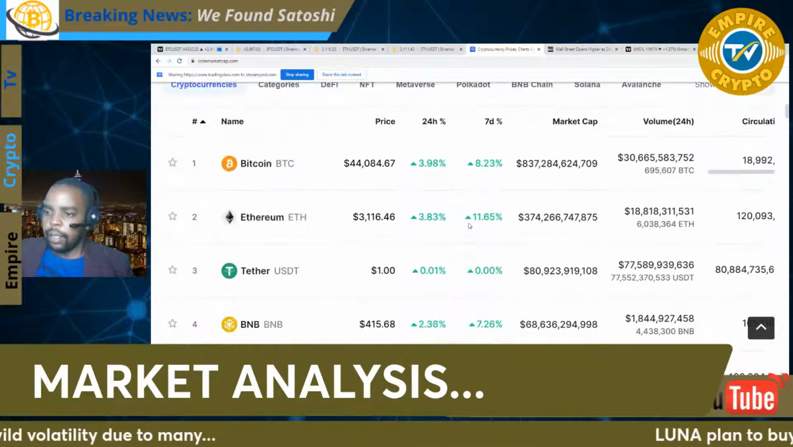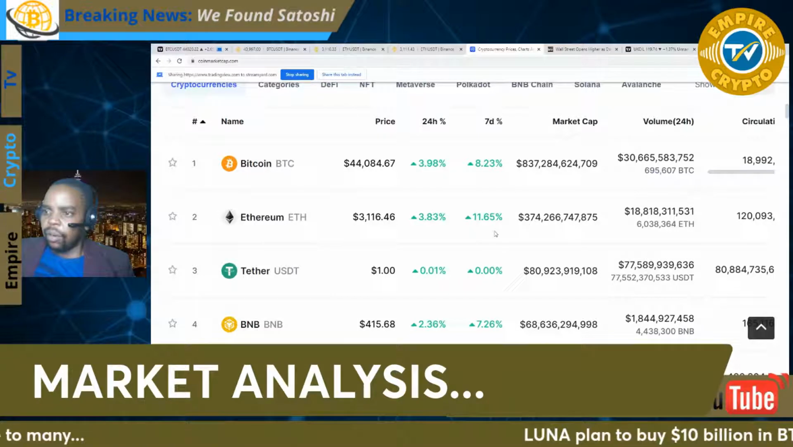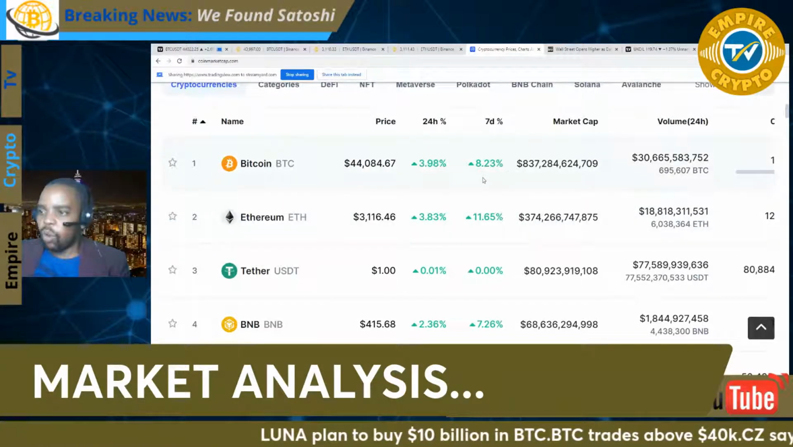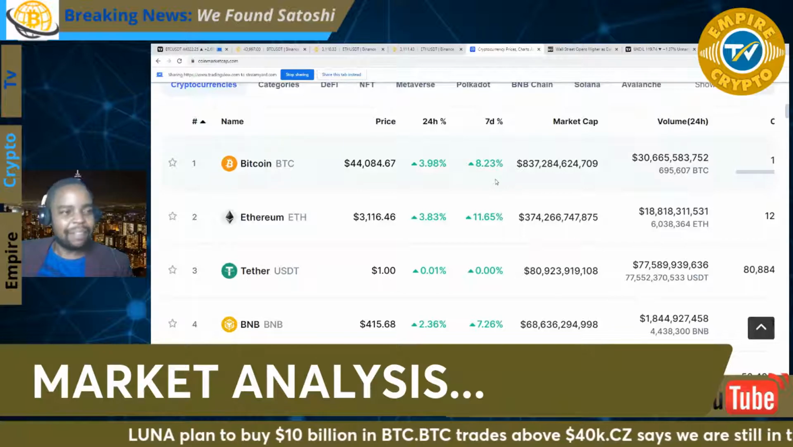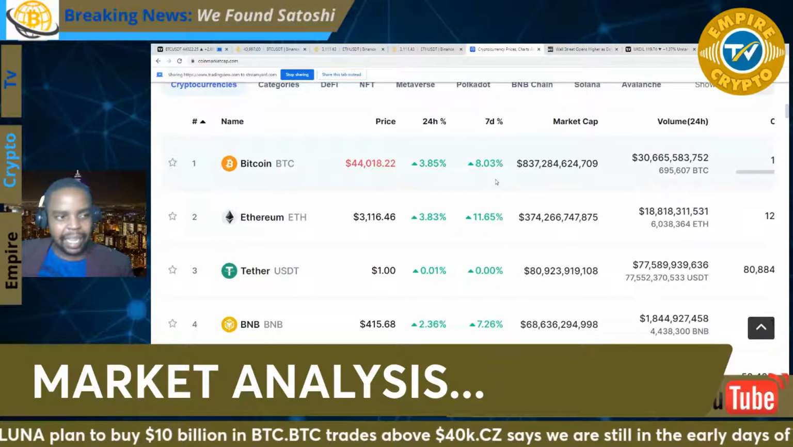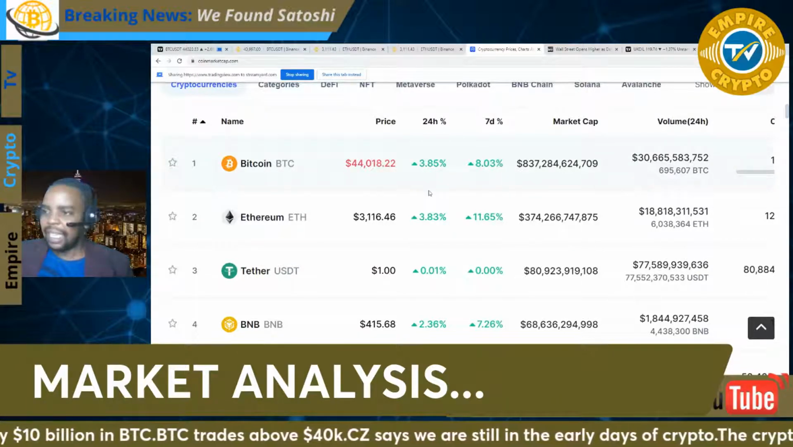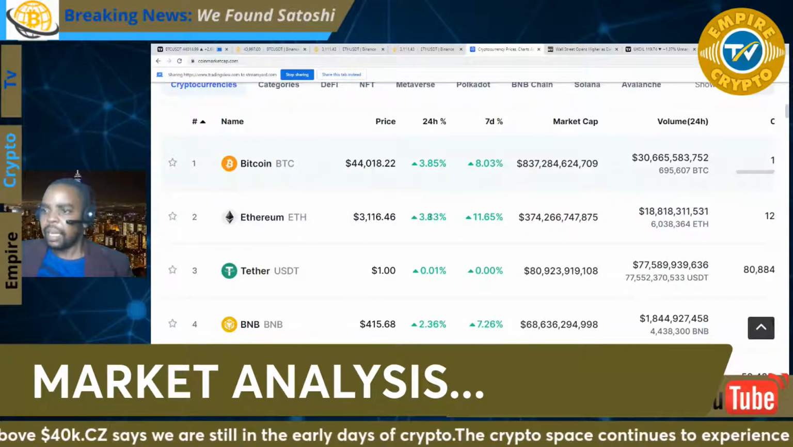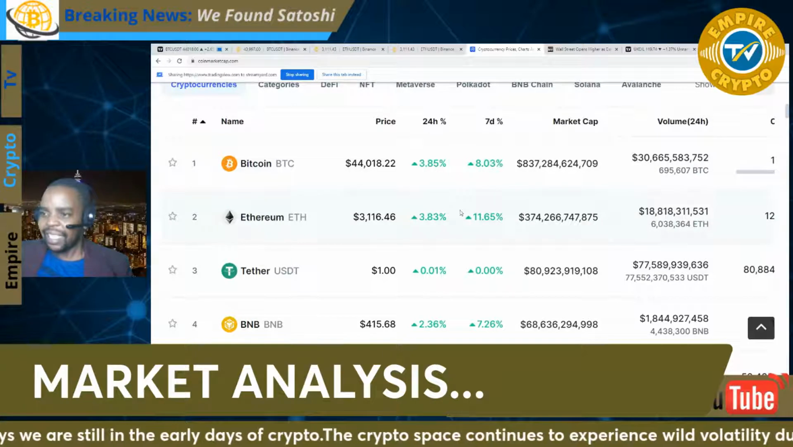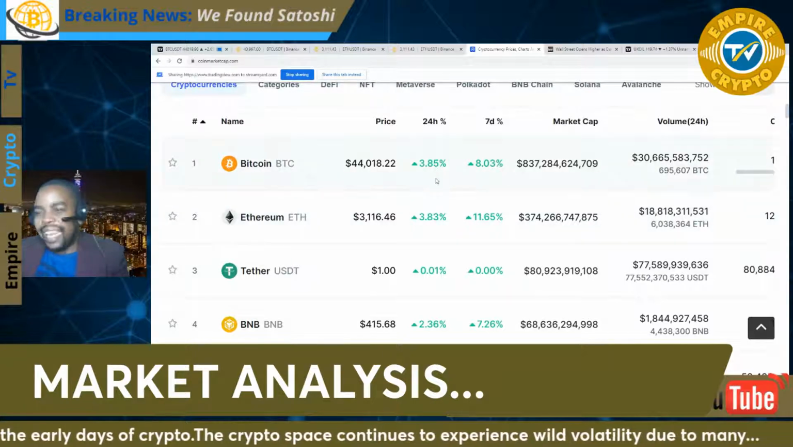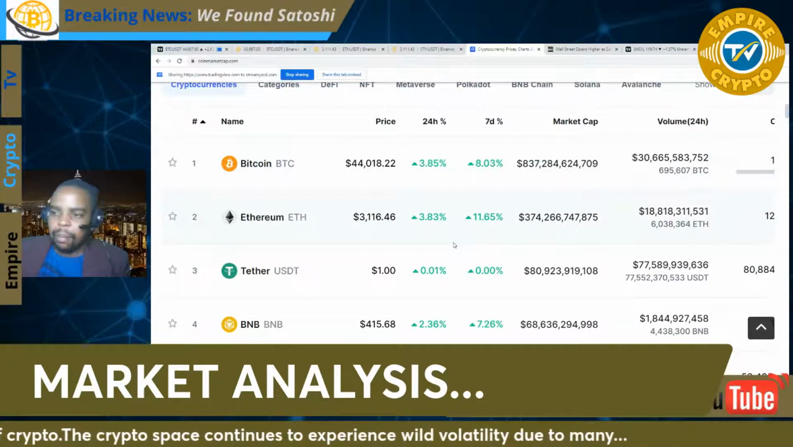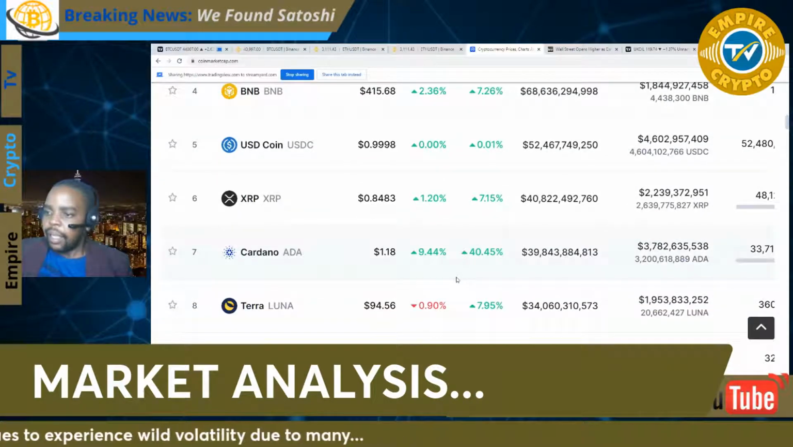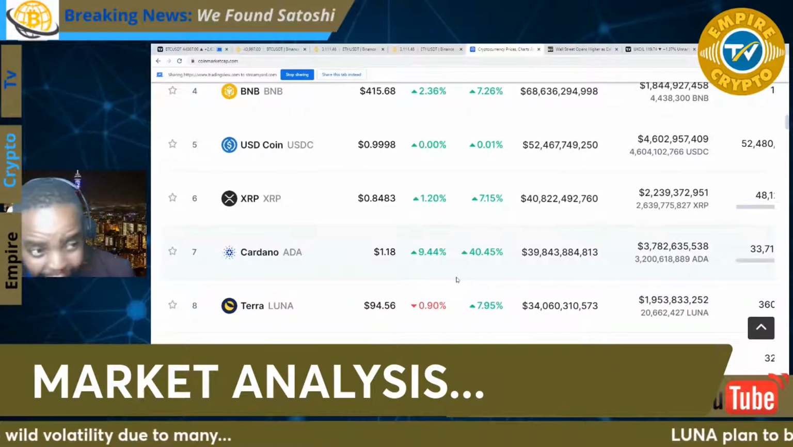Okay, going down. Like I was saying, look at that, 11.65% against Bitcoin's 8.23% in the 7-day percentage gains. And Bitcoin right here, 3.85, 3.83 on this day. Well, it's doing a little bit better than Ethereum, but let us look at the biggest gainer of the day, which is Cardano. Once again, Cardano is doing extremely well.